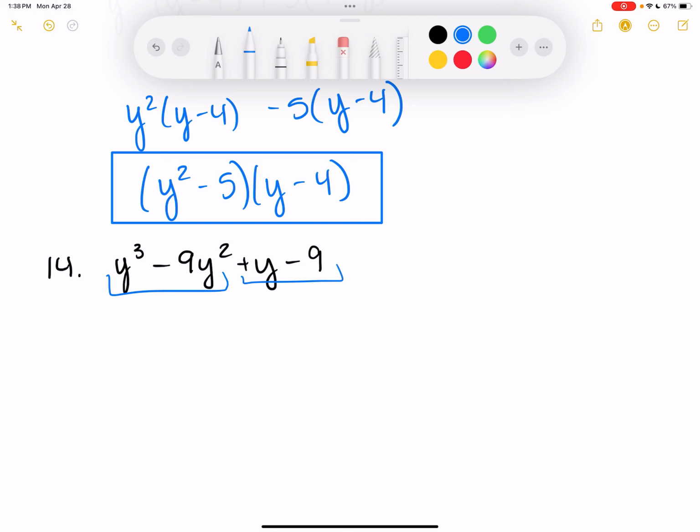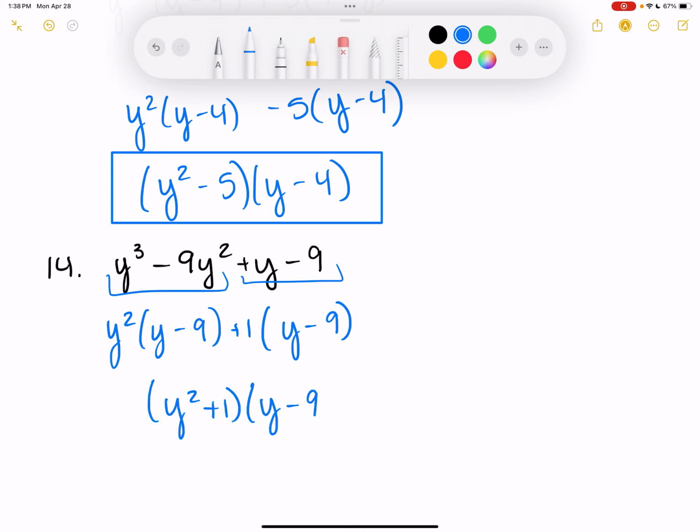So I group things in sets of 2. I could do this with 6 terms, in different ways, but I've got the first 2 terms, the last 2 terms, and I'm looking for the biggest thing I can take out of that first group. Y squared, and that leaves me with y minus 9. What about this one? A 1. So then I have y minus 9. Now it's important that we write the 1 so that we don't get confused when we go to rewrite this, because now these parentheses match. So I've got y squared plus 1 times y minus 9. And so that would be factored completely.